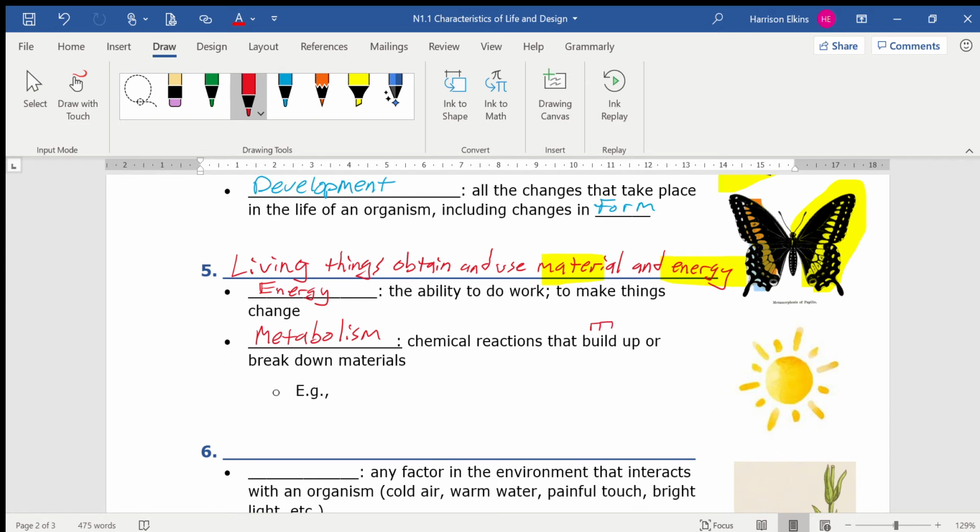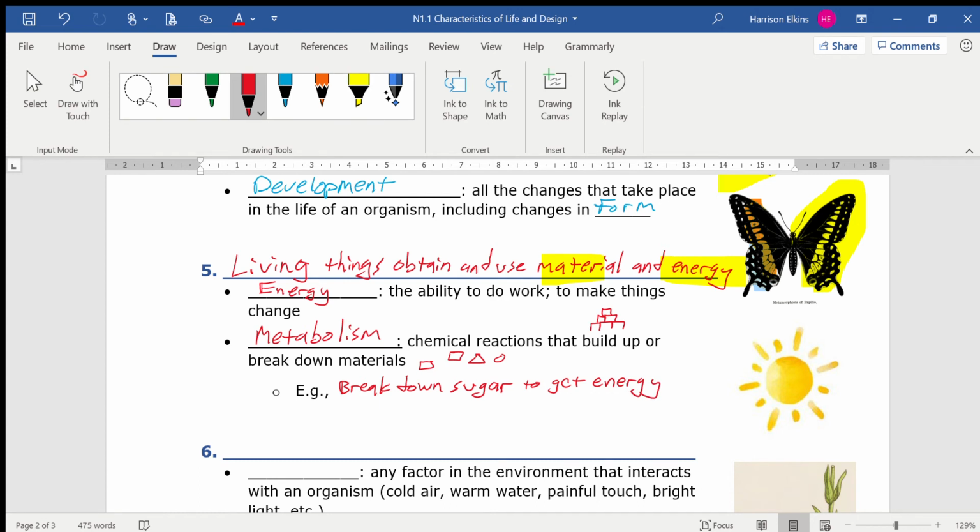We're going to build up things, or break down materials, breaking things down into smaller parts. So metabolism is all that stuff going on inside your body, or inside a living organism, to do that. What are some examples of this? Well, maybe the acids in your stomach break down food, or maybe they break down sugar specifically to get energy. So that's an example of breaking down.